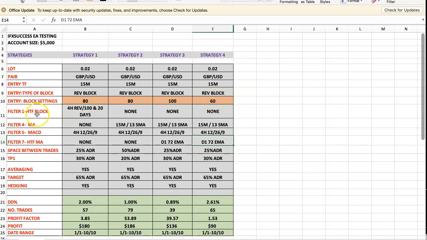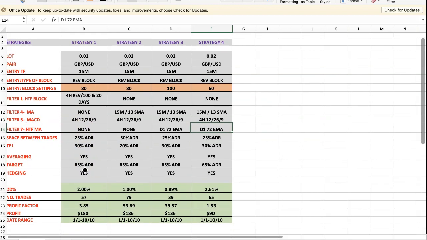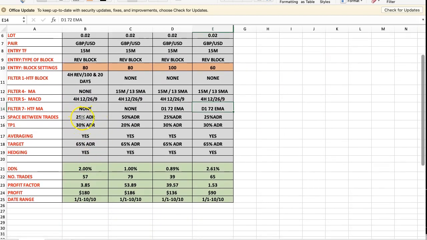And I used different types of filters. For strategy 1, I used the higher time frame block settings, the 4-hour reversal block with 100 settings with 20 days. I didn't use filter number 4, which is an MA. I used filter number 5, which is the MACD, and filter number 7 was not used in here. Then there's spacing between trades, something we're going to talk about later on, which controls when it opens between trades so it doesn't open too close together within the same price range. We're giving it at least 25% of ADR. Take profit will be 30% of ADR.